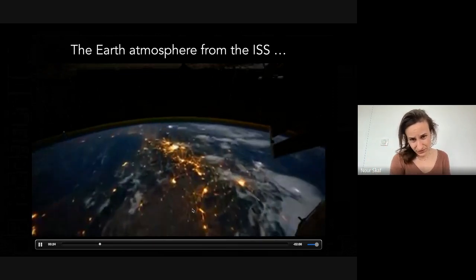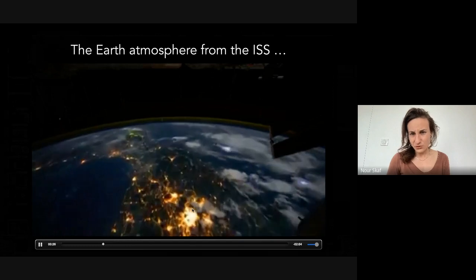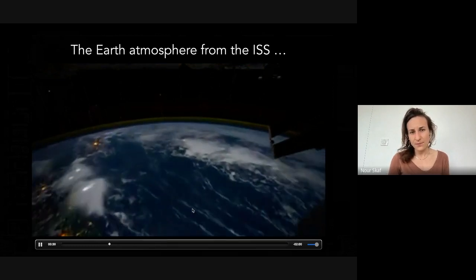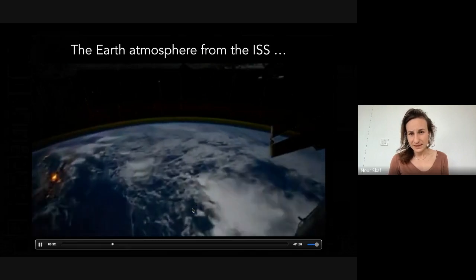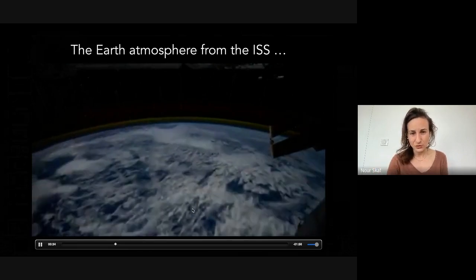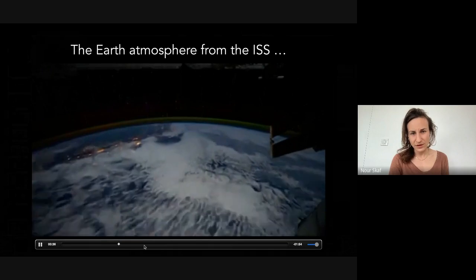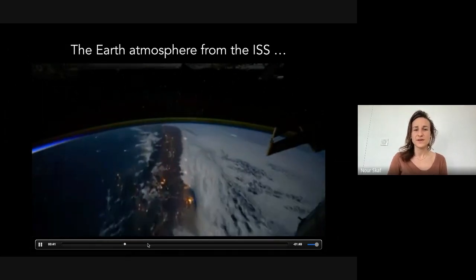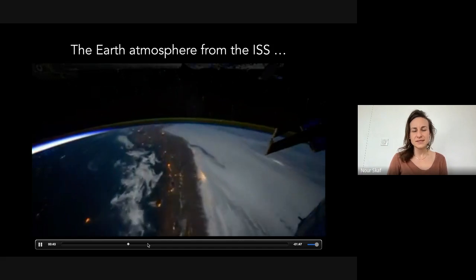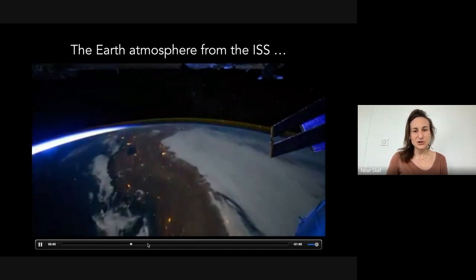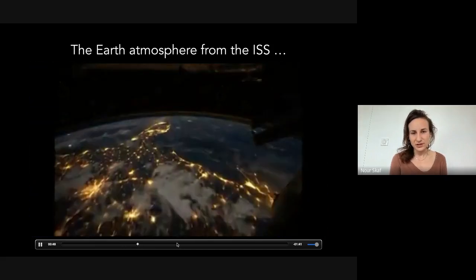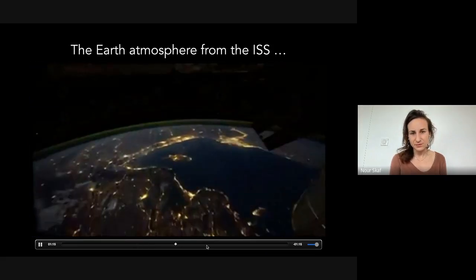And you see here that the atmosphere is actually really thin. It's pretty much a layer of 100 kilometers, and it's extremely thin compared to the size of the Earth. If you were to study the Earth's atmosphere from a very, very distant place, you would quite struggle. And that's what we're trying to do with exoplanet atmospheres.